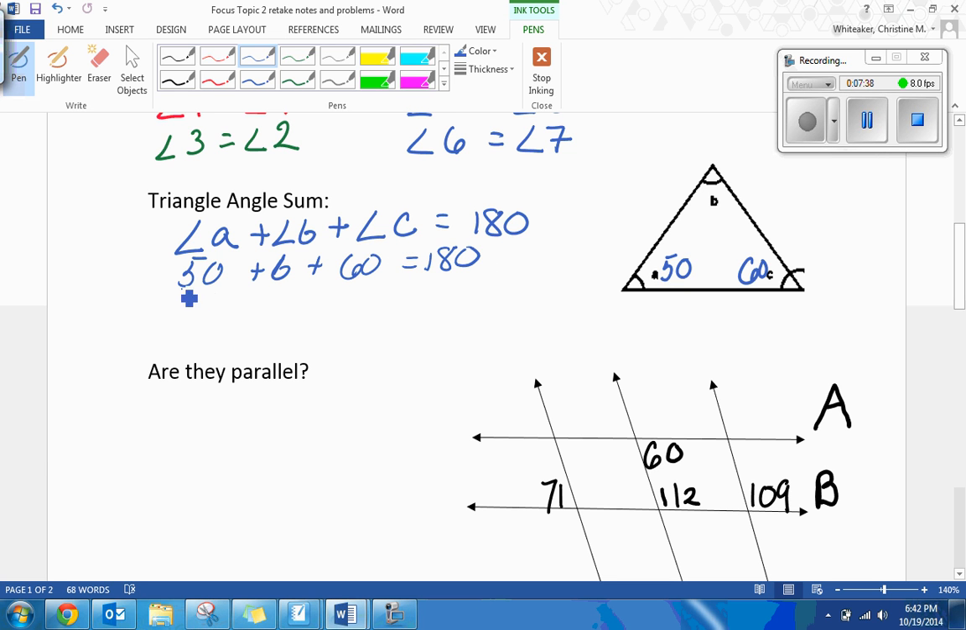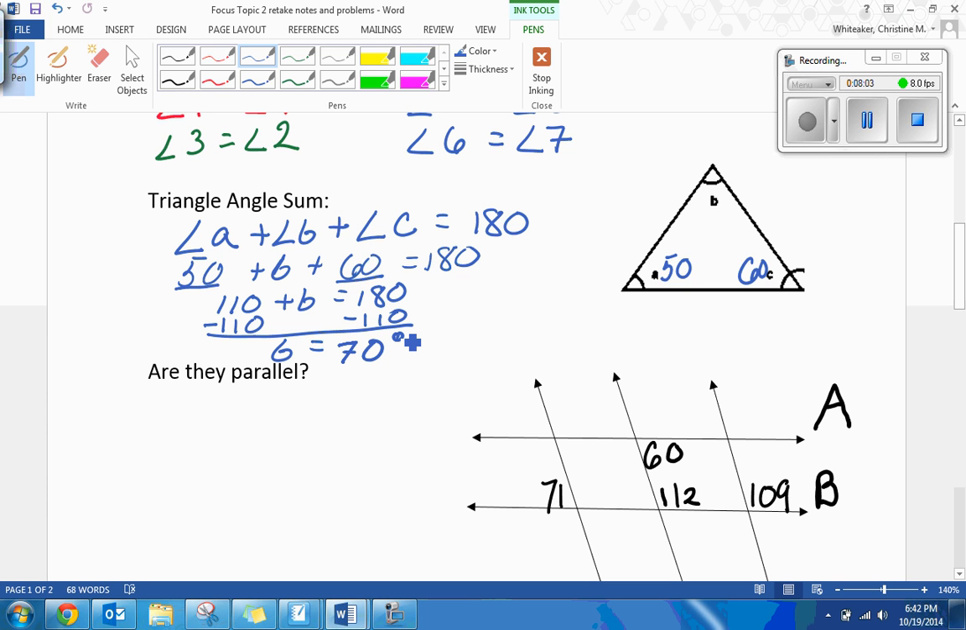Okay, then we want to add these up right here, 50 and 60, and that gives us 110 plus B equals 180. Okay, now it's just a simple solving for a variable. So we're going to solve for B, which means we need to subtract 110 from both sides. And that means B equals 70 degrees.